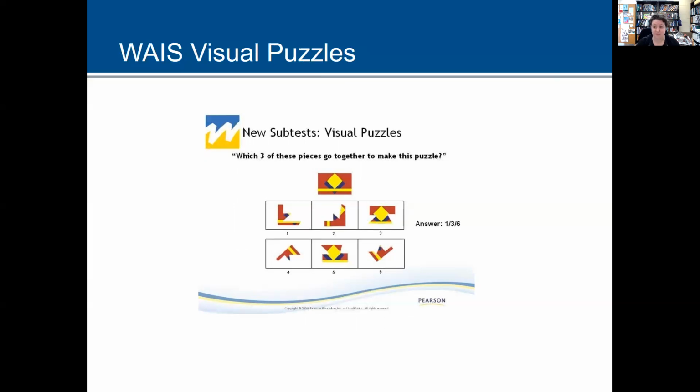So which of these pieces go together to make this puzzle? You would have to sit and actually figure out which is which here. In this case, it's piece 1, because that would create your bottom corner. Piece 3 creates your top. And then piece 6, which you'd have to rotate to create your bottom right-hand corner.